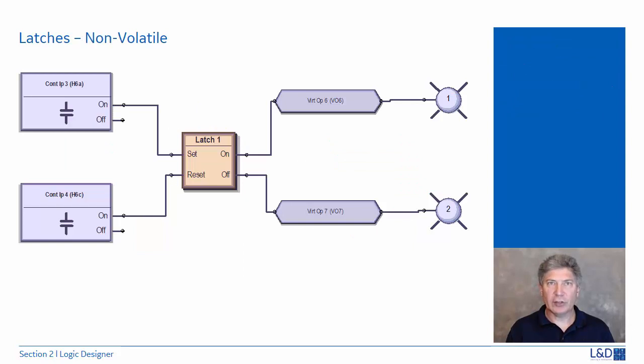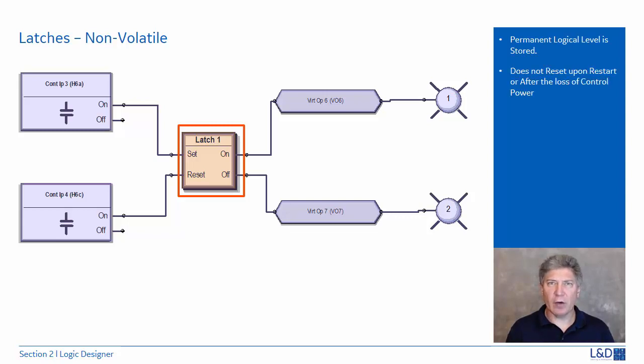The non-volatile latch outlined here provides a permanent logical flag that is stored safely and does not reset upon restart or after the relay is powered down. This latch can be configured to be either set dominant or reset dominant. Typical applications include sustaining operator commands or permanently blocking relay functions such as an auto recloser until a deliberate interface action resets the latch.